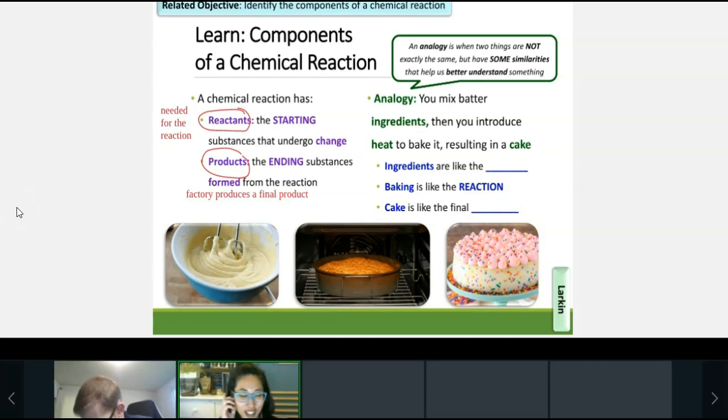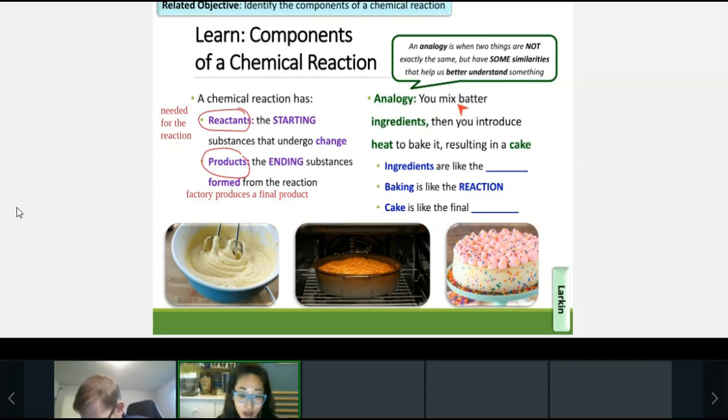All right, so we're going to go ahead and talk a little bit about an analogy here. Eventually, you'll see these a little bit more in action when we talk about real reactions. But an analogy is just when two things are not exactly the same, but they have some similarities that help us to better understand something. So in this case, we're going to talk back about our cake example that we discussed at the start of class. That's going to be our analogy. Now, in reality, there are chemical reactions happening when you're baking a cake, but it's actually many chemical reactions, whereas here we're just going to pretend that it's one. Okay, so that's where the analogy part comes in.